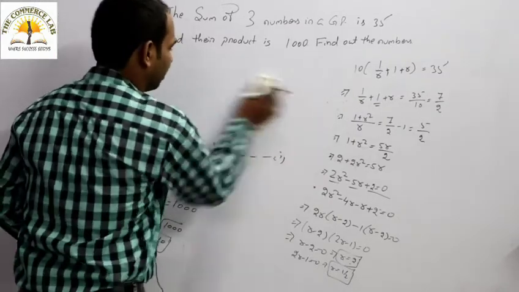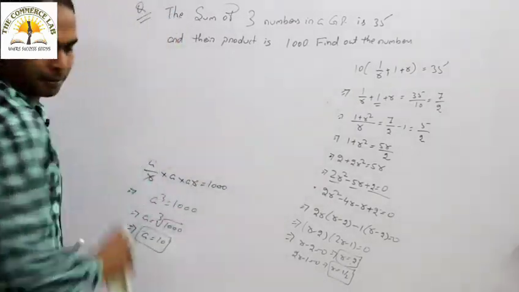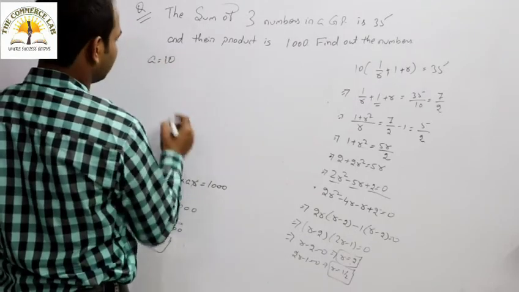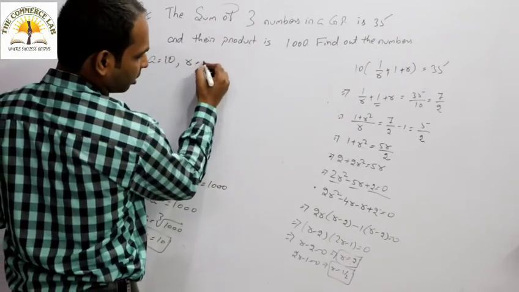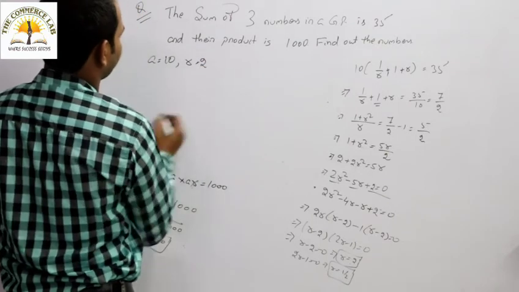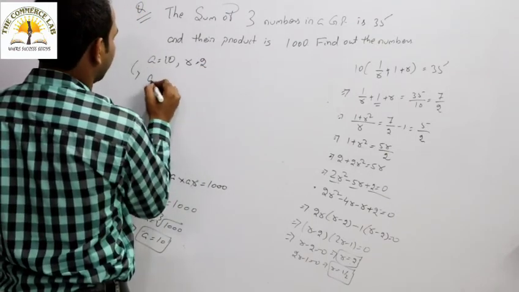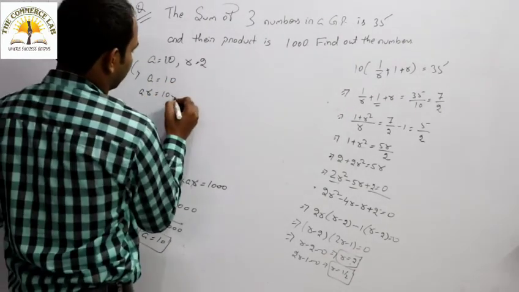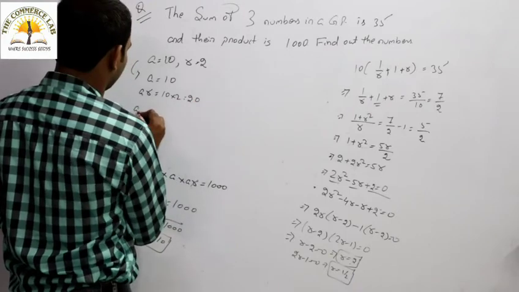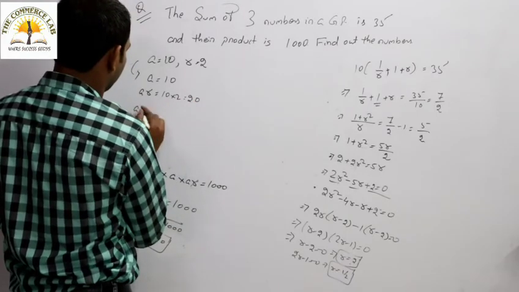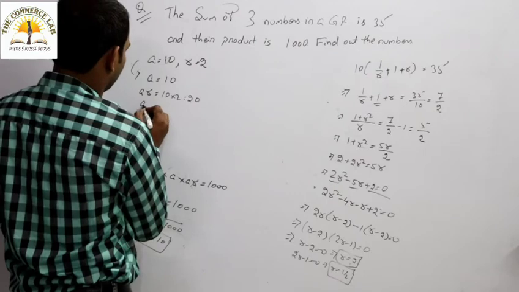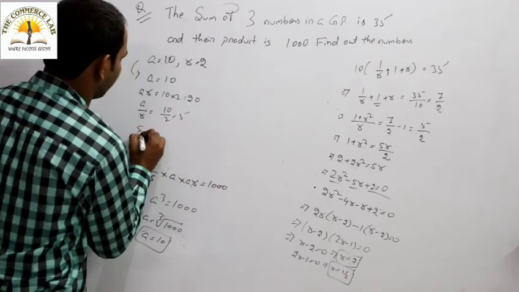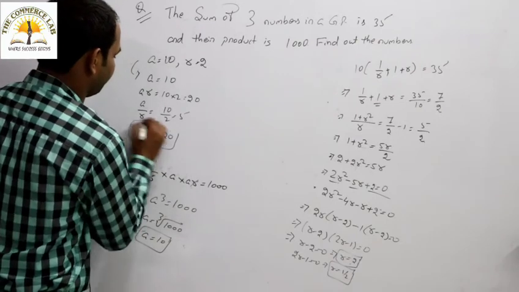Then the value of A is 10 and the R value is 2. Then the 3 numbers become A equal to 10, AR becomes 10 into 2, 20, and A by R is 10 by 2, 5. The series becomes 5, 10, 20.